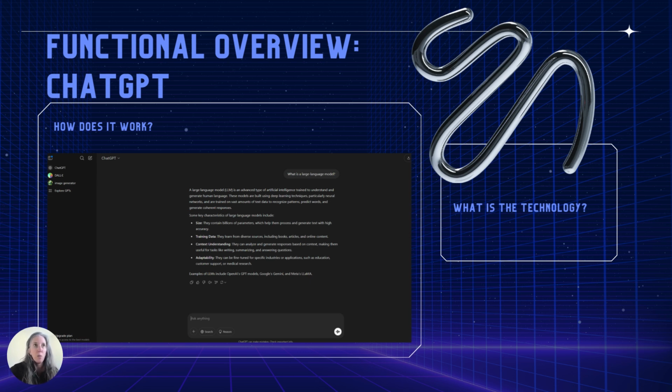And this is kind of like a quality control to make sure that the answers are right. So ChatGPT also uses natural language processing to help understand and generate text that does feel natural and human-like.